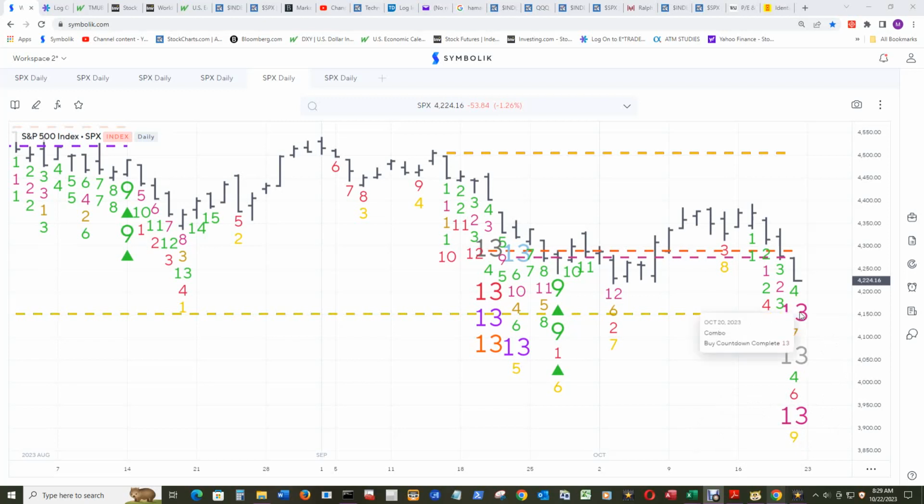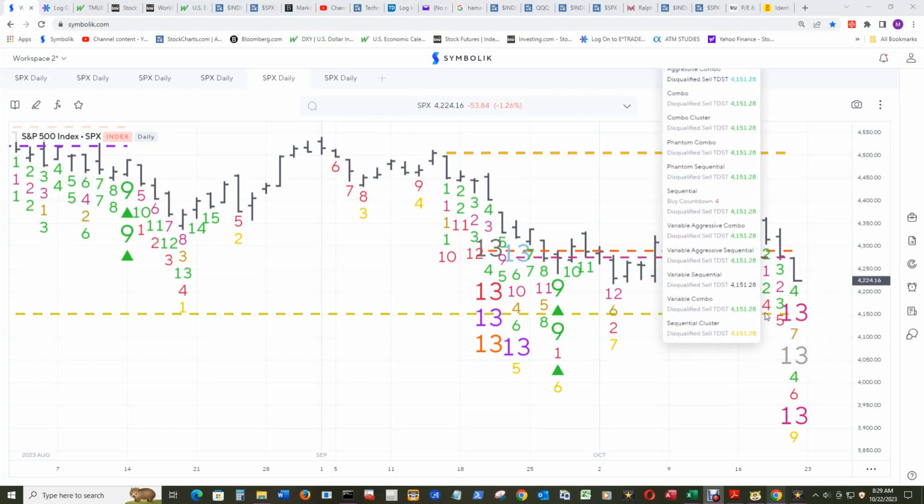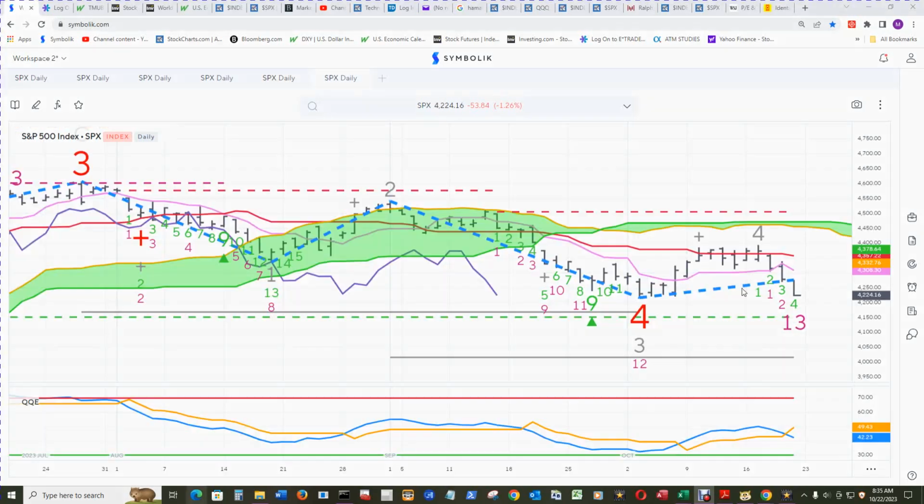And we'll wait to see where the combo buy countdown 13 completion risk level prints. I'm not sure where. Might be pretty low, maybe down here below the TDST. We'll just have to wait and see.